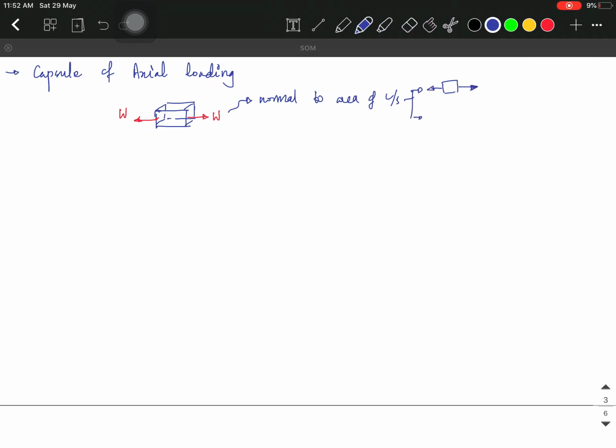That's about the axial loading, and we have two possibilities of sign convention. If we are applying a load that is acting out of the cross section, that is tensile, and we generally treat it as positive. When some force is applied towards the cross section of the member, it is called compressive loading, and generally it is treated as negative loading.